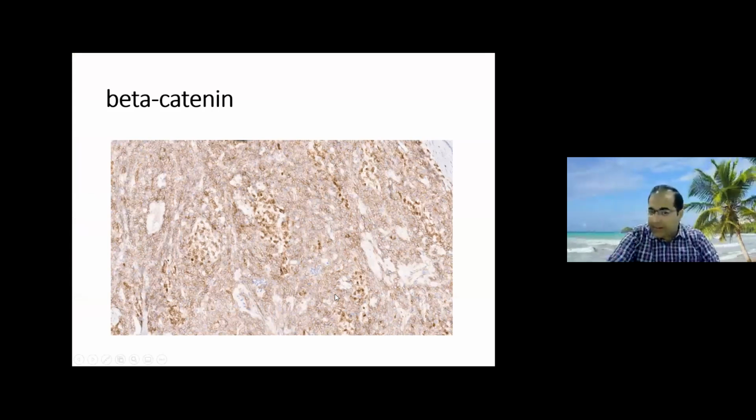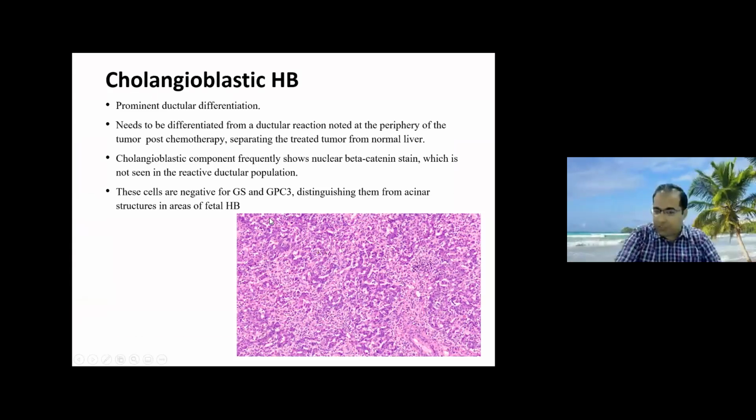Also, if you do beta catenin, you will see nuclear beta catenin staining, which you can see here, the nuclear as well as cytoplasmic staining in these small cell undifferentiated tumors. In some of these tumors, you can also see cholangioblastic pattern, which they can arrange in the form of ductules, and they need to be differentiated from reactive ductules, or these are part of the tumor. So beta catenin staining will help. Nuclear and cytoplasmic staining is present in the tumor. The non-tumor will only show membranous staining.